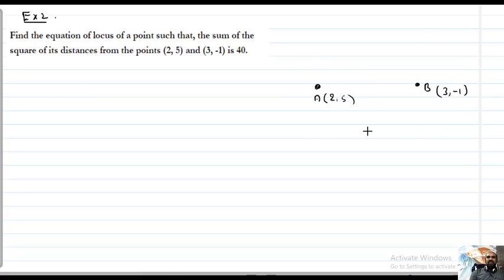Now a variable point is moving on this plane. Let it be P whose coordinates are taken as (x1, y1). What is the condition? The sum of the squares of the distances is PA square plus PB square equal to 40, such that P is moving. So we need to write the steps first. Let P(x1, y1) be a point on the required locus.